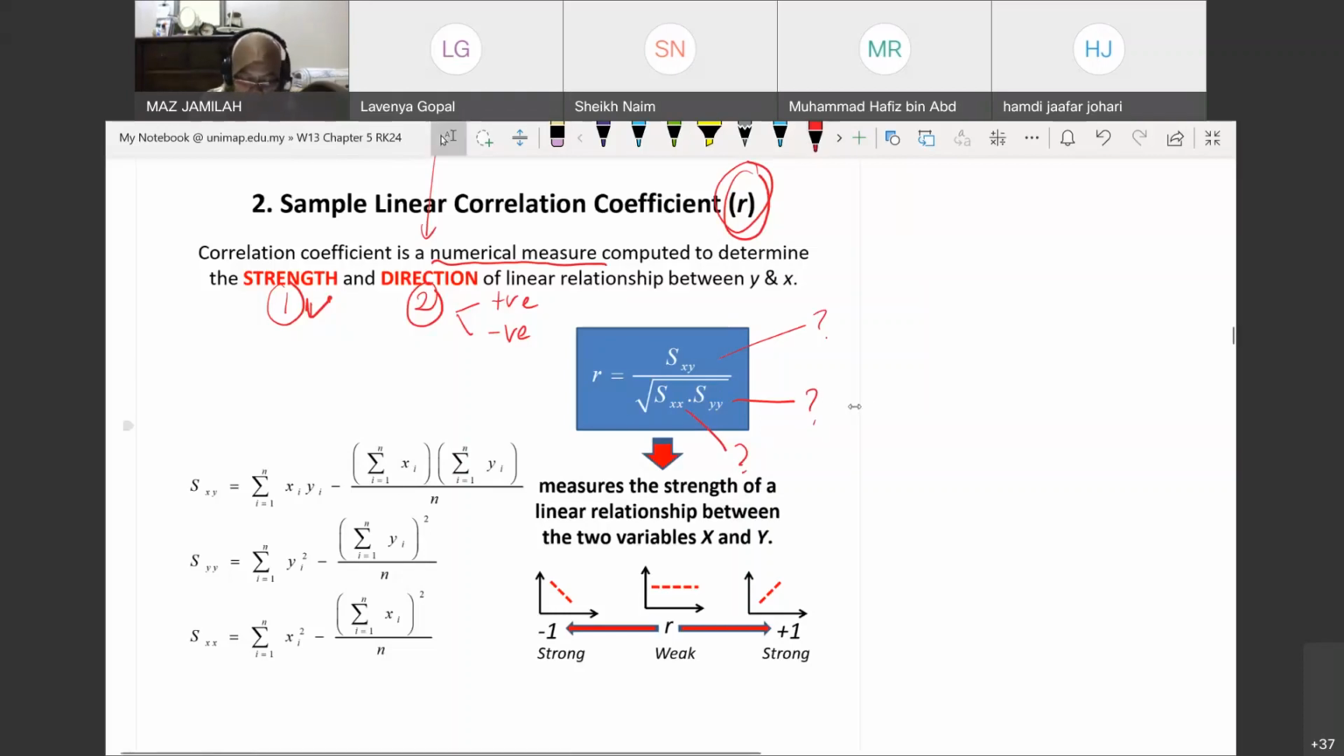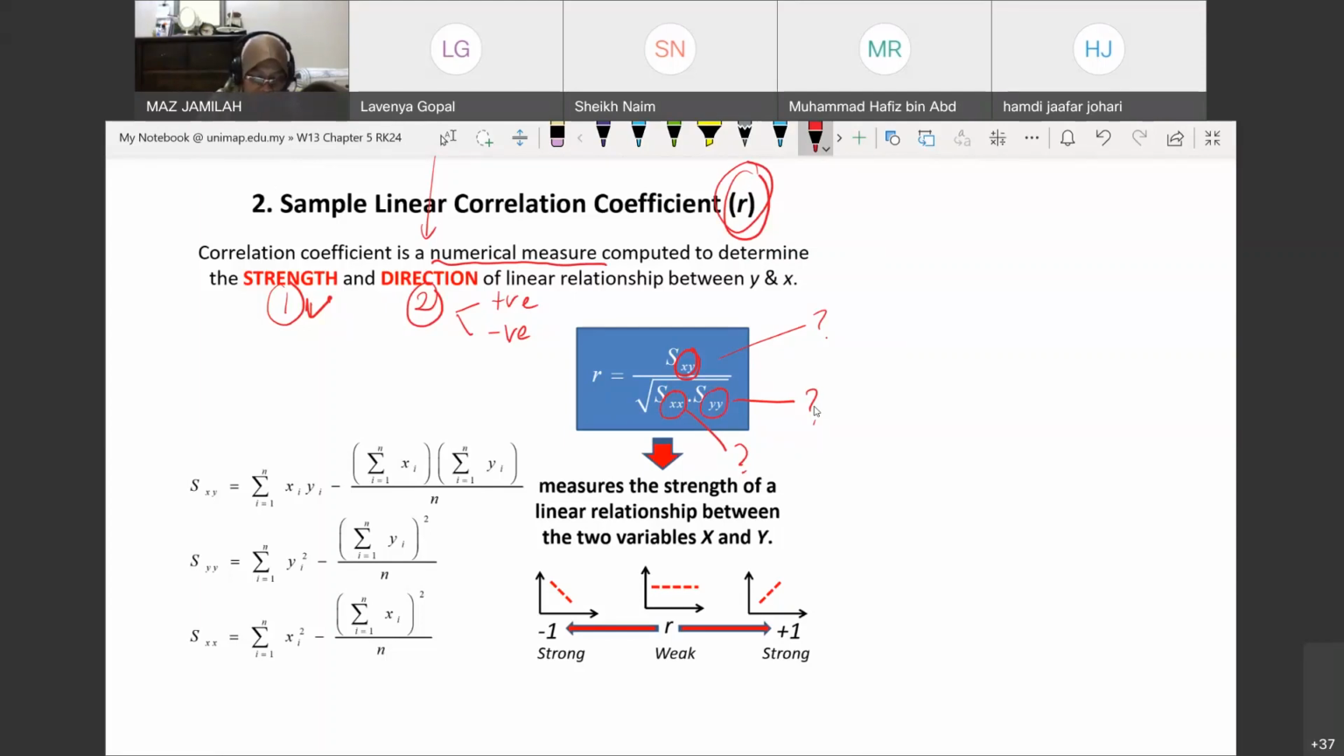Now, the way we calculate the sum of squares of X, Y is based on the variation between X and Y. So if you are talking about X and Y, we do the variation between X and Y. This is the variation of X itself. This is the variation of Y itself.